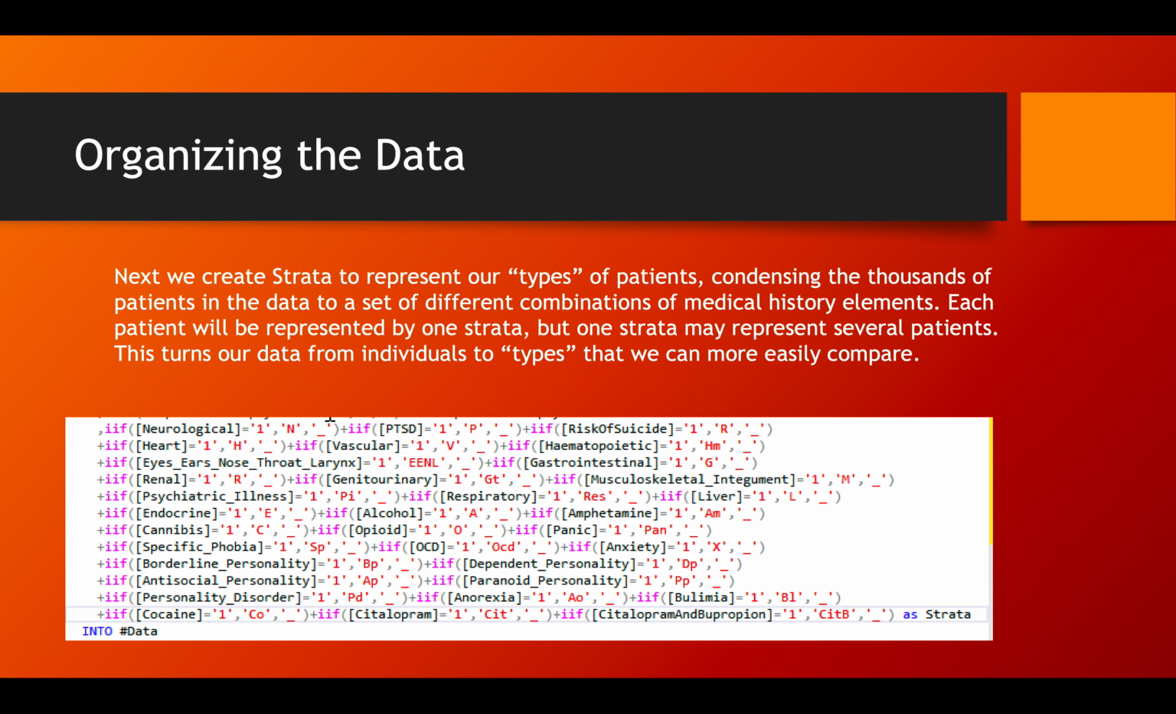So once we've done that, we can create our strata to represent the types of patients we have in our data. So we're going to condense the thousands of patients in the data to a set of different combinations of medical history elements. And so each patient can be represented by one strata, but one strata may represent several patients in the data. This turns our data from individuals into types that we can more easily compare.